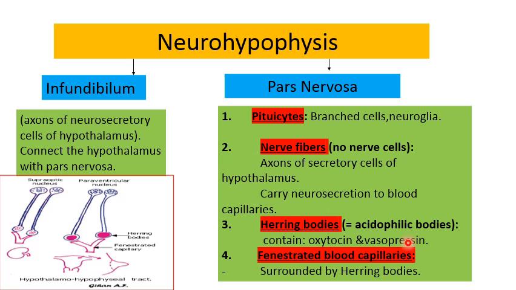Herring bodies are acidophilic bodies, and they are the storage form of hormones, which contain oxytocin and vasopressin hormone. And then fenestrated blood capillaries surround the Herring bodies to carry the hormones to the circulation.